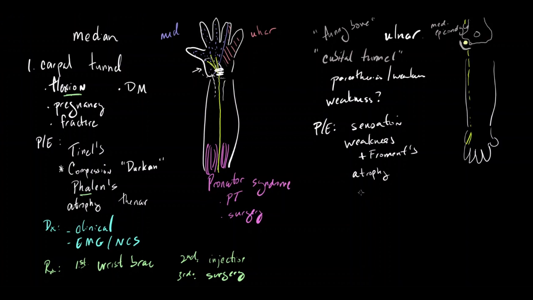The other way to test the ulnar nerve is similar to the provocative tests for the median nerve. So one, you can compress the cubital tunnel. So you can actually push on the cubital tunnel. So you can tap on the cubital tunnel. That's called the Tinel sign. And you can flex the elbow. And the reason is when you flex the elbow, you're actually pulling that ulnar nerve taut.